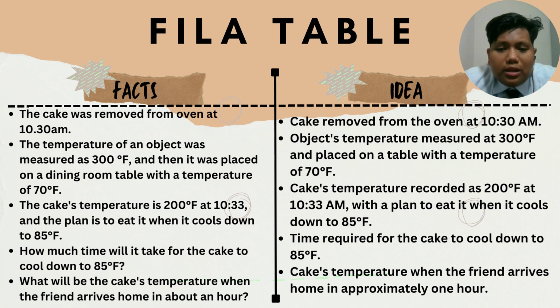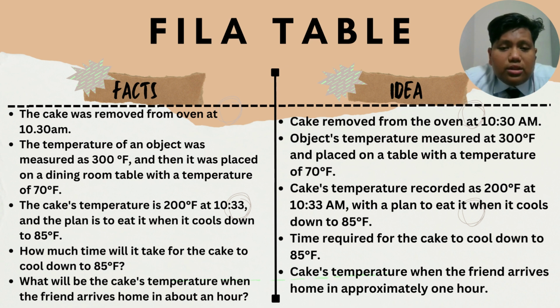The cake temperature is 200 Fahrenheit at 10:33 and the plan is to eat when it cools down to 85 Fahrenheit. How much time will it take for the cake to cool down to 85 Fahrenheit? And what will be the cake temperature when the friend arrives home in about an hour?